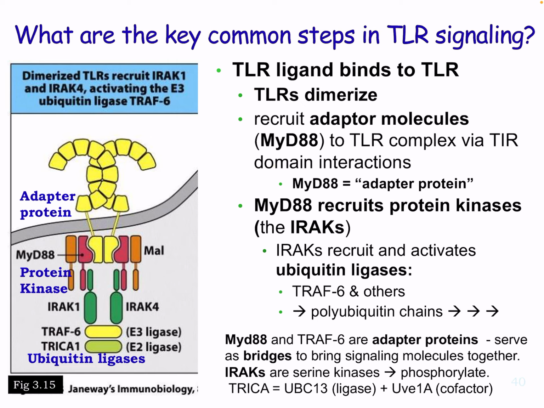So again, common steps in TLR signaling. Our TLR ligands bind to our TLR. TLR dimerizes. It recruits adapter molecules, including MyD88, to the TLR complex via TIR domains. And the MyD88, again, is an adapter protein. So MyD88 recruits protein kinases, including the IRAKs, which recruit and activate ubiquitin ligases, which includes TRAF6 and others, resulting in polyubiquitin chains.